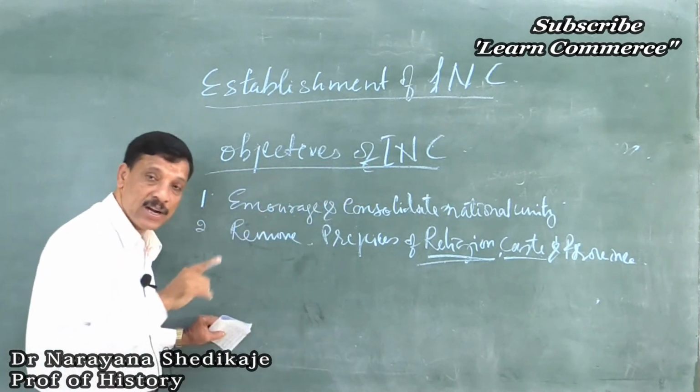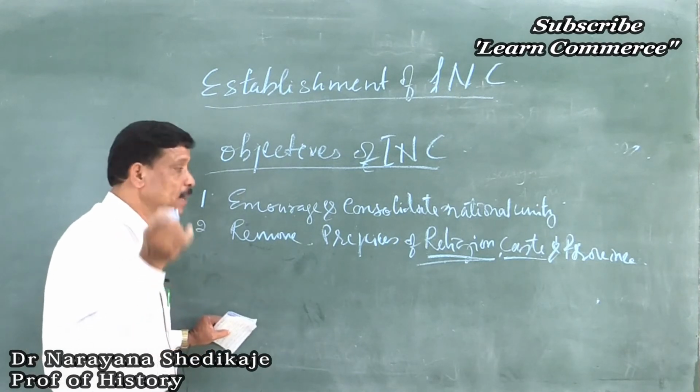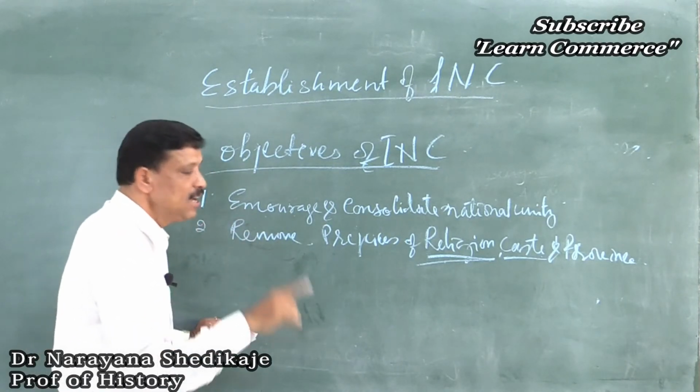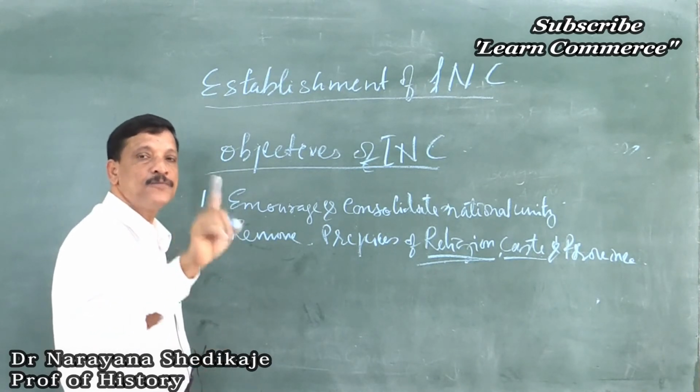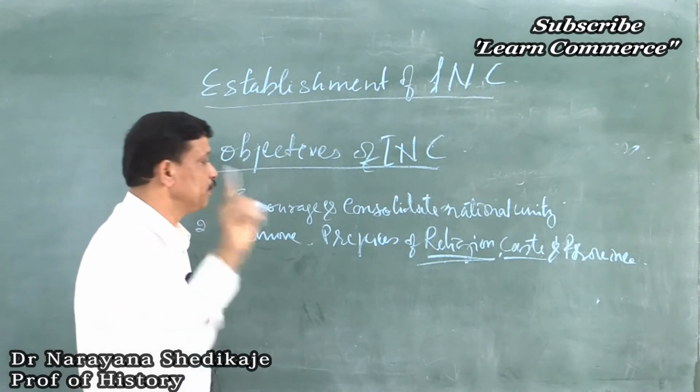In Indian National Congress, anybody can join, irrespective of caste, religion or province. This is one particular stage for India for the achievement of independence.